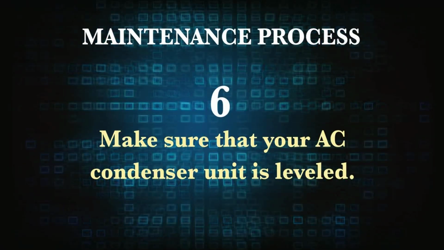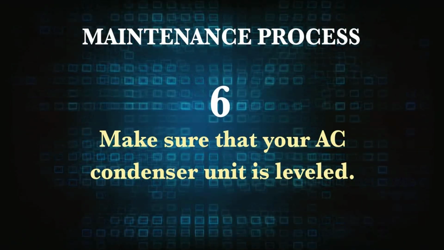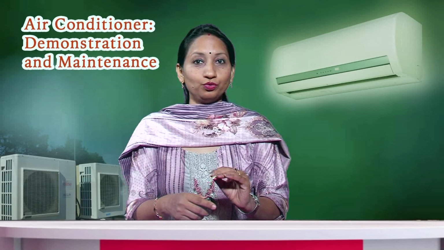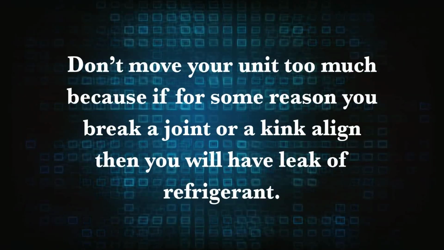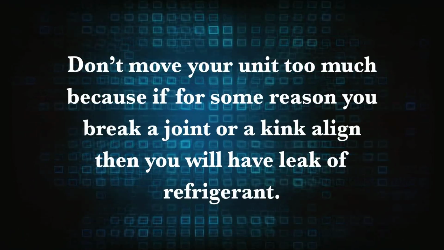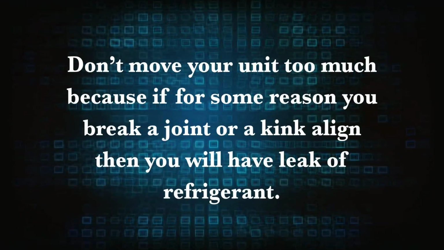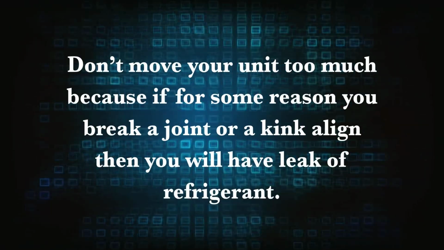Maintenance step 6 is to make sure that your AC condenser unit is leveled. Keep in mind that there are some copper pipes coming out of your AC unit, so don't move your unit too much, because if for some reason you break a joint, then you will have a leak of refrigerant.